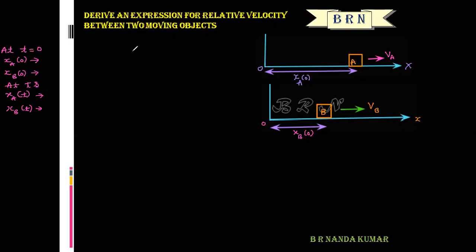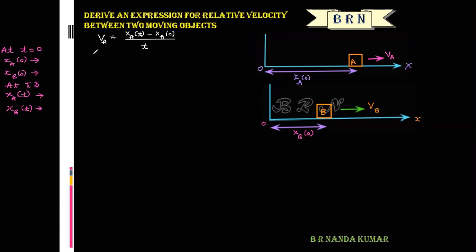So how do you find out the average velocity of object A and object B? What is the meaning of average velocity? Average velocity is the ratio of change in displacement divided by change in time. So here VA is the average velocity of object A. VA is equal to the change in displacement of object A, so the final displacement of object A minus the initial displacement of object A, divided by the change in time, which is t minus 0. T is the final time, initial time is 0, t minus 0 is t.